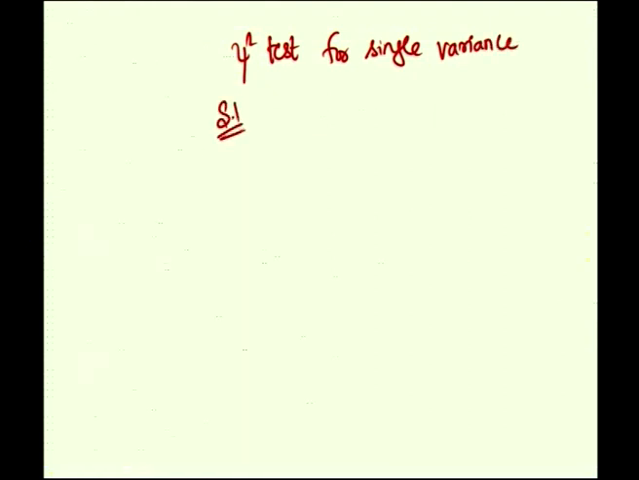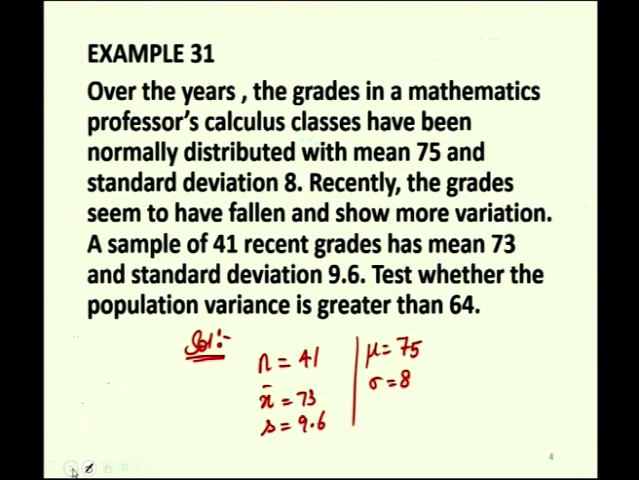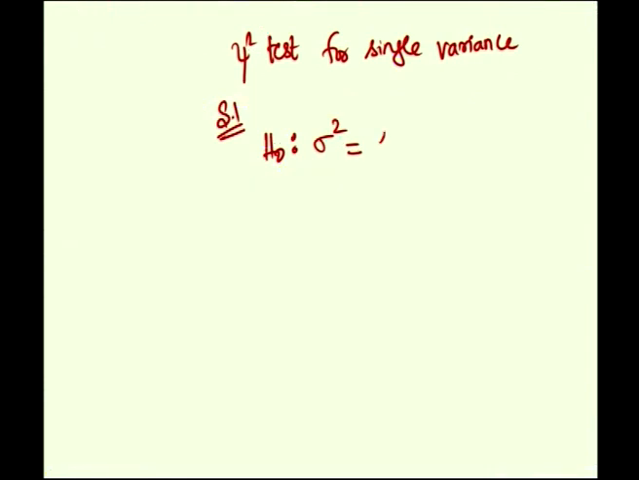The procedure has been already discussed in the previous session. Therefore, we will start with the H naught. H naught is actually the null hypothesis. H naught is setting up the population variance value. So, what is your population variance? Population variance is 8 square, because population standard deviation is 8. Therefore, population variance will be 8 square, which is equal to 64. That is, we take the H naught value as population variance is 64.